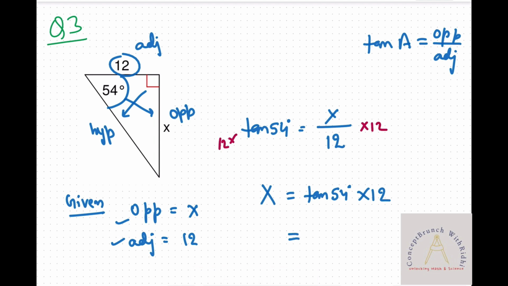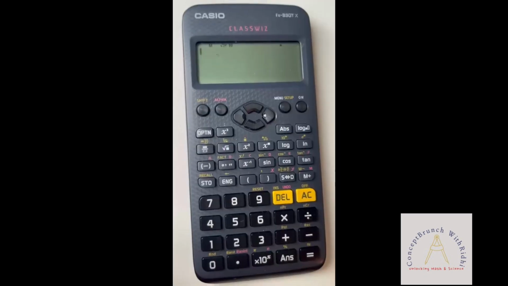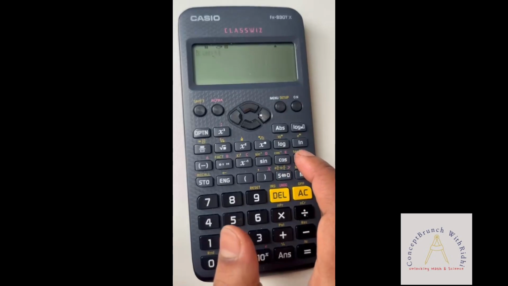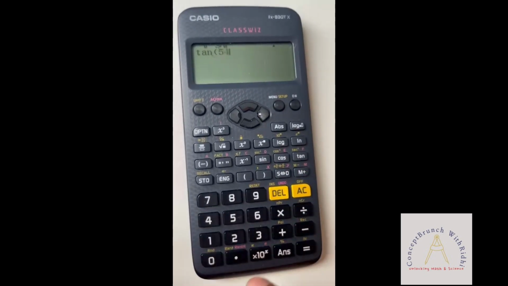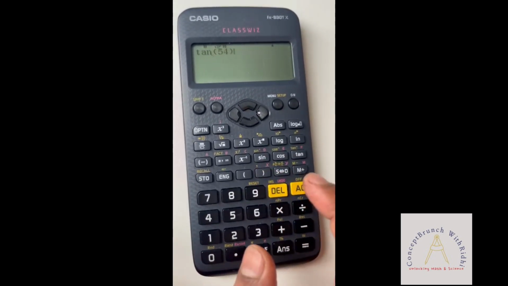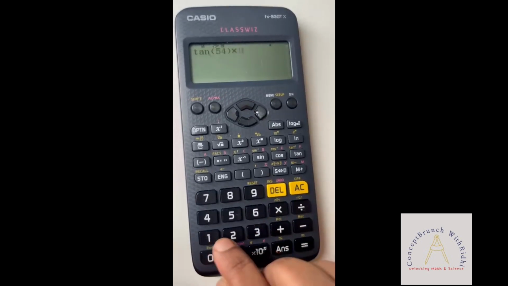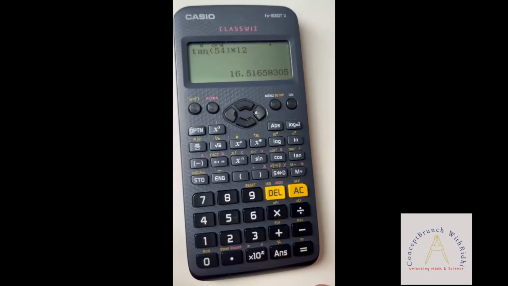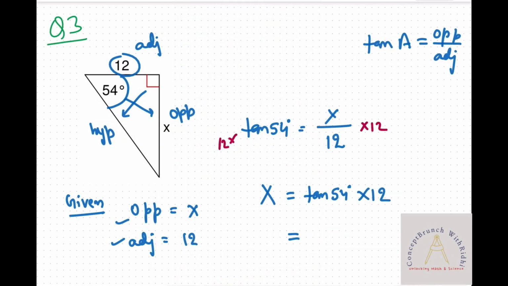Let's use the calculator now. To find x, we have to apply tan 54, bracket close, times 12, and we'll get the answer 16.51 to 2 decimal places. So we got the answer 16.51.